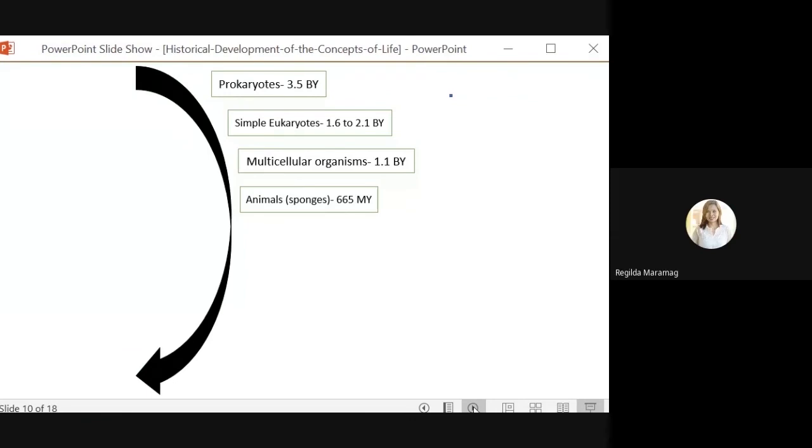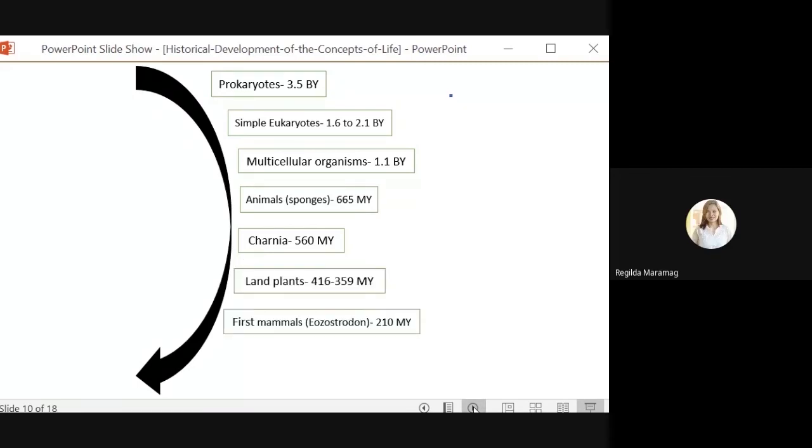Very good. After Charnia, we have Leia. Ma'am, land plants po. 416 to 359 million years po. Very good. After land plants, we have Rosemary. First mammals po. 210 million years po. Yes, it was followed by first mammals. And the last one, we have Pearl. Homo sapiens po, 2.3 to 2.4 million years ago. Oh, very good. Well done, grade 12.